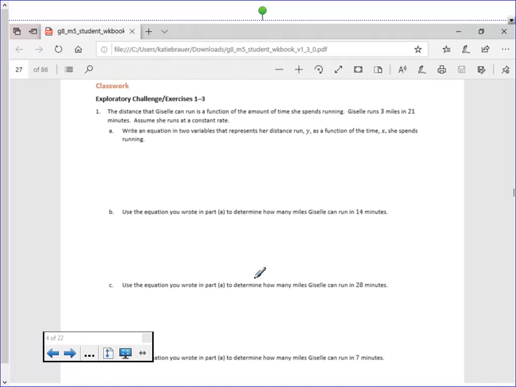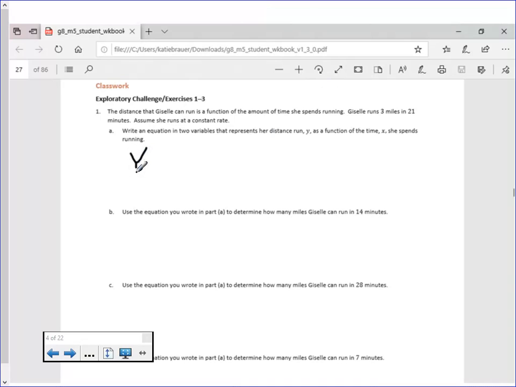She can run 3 miles in 21 minutes. Assume that she runs at a constant rate. Constant rate means she's not going faster at some point, slower at some point. She's going the exact same speed the whole time. So it says write a 2-variable equation that represents her running.